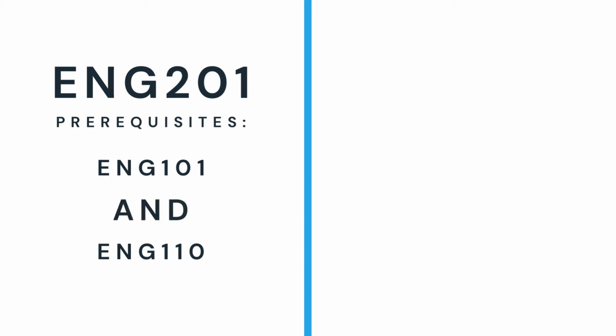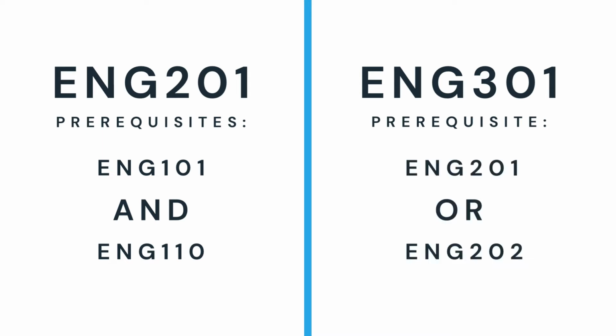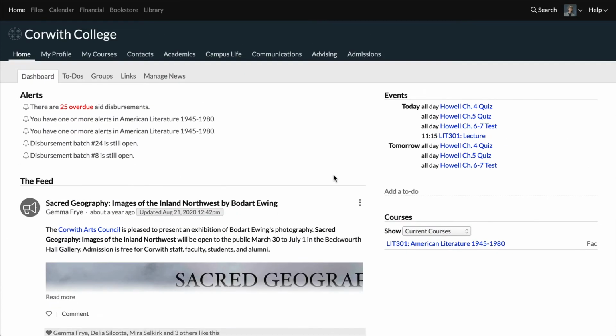But we can also do either/or prereqs. You would use this if you have a prereq for English 301 that requires students to take either English 201 or English 202. Both AND and OR prereqs are controlled on the course catalog entry for a course.